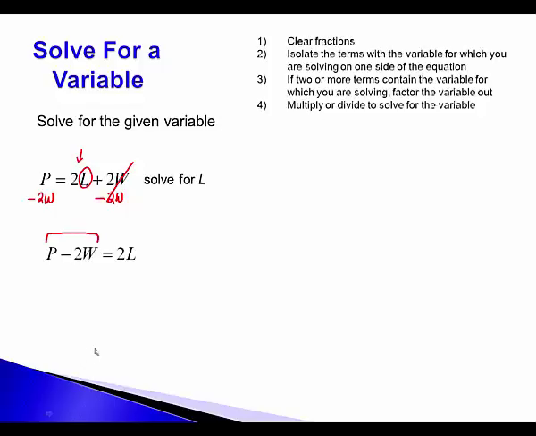Now refresh your memory on where it is you're trying to go. I want to get this by itself. Well, it's been multiplied by 2. So in order to get rid of that, I will need to divide this side by 2 and this side by 2. These will cancel, and what I'll have here is P minus 2W divided by 2 is equal to L.